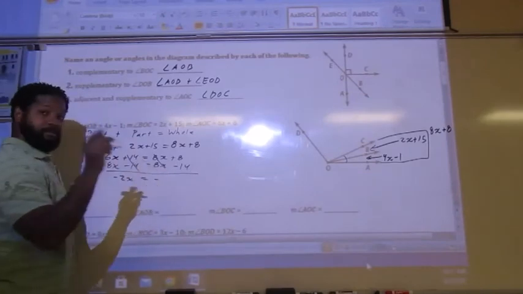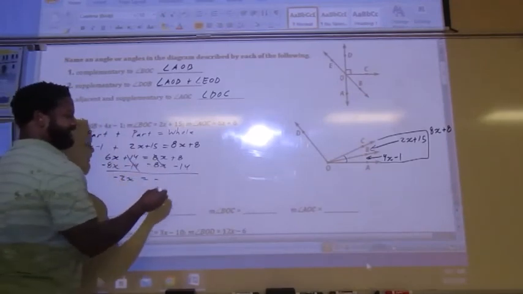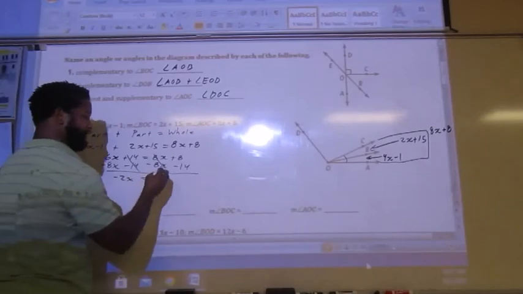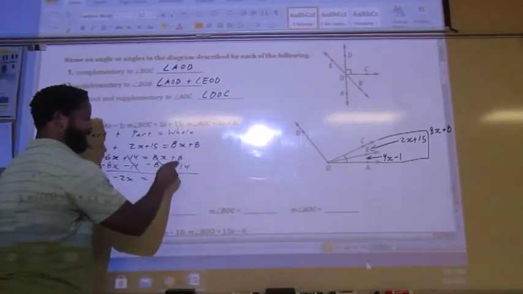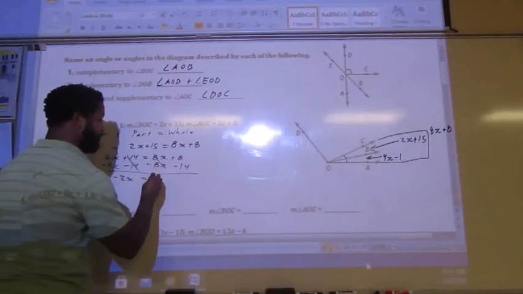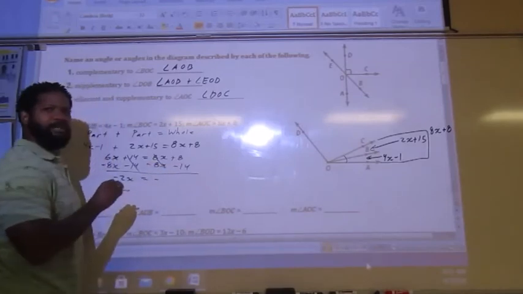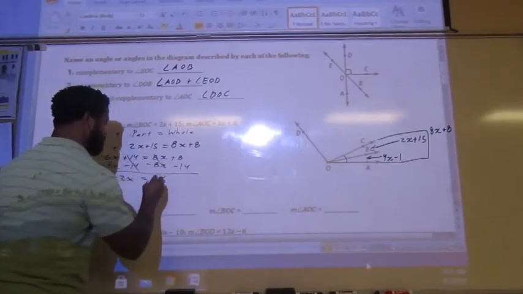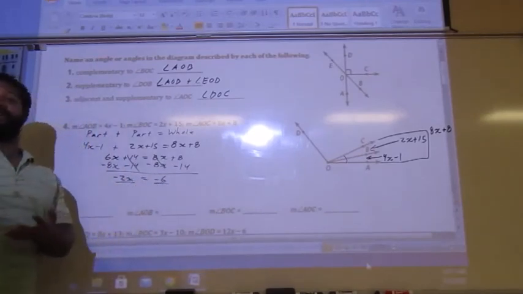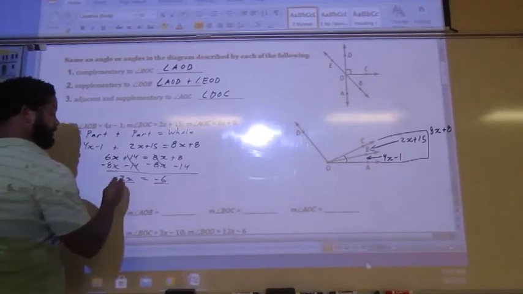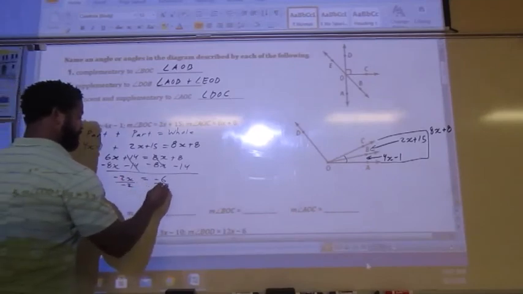X equals 3. Good job. 8 minus 14 is equal to a negative 6. I did it the opposite way though, 6 positive. I don't care however way you do it, as long as your answer is correct, right?